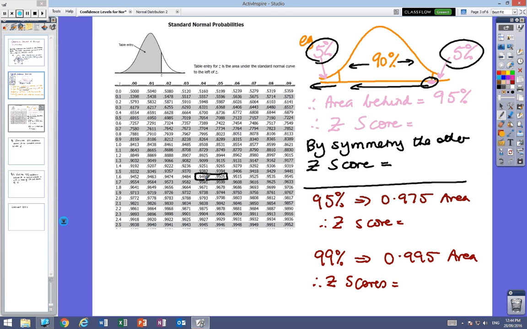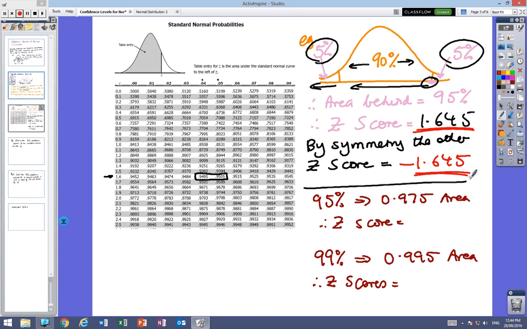So 9495, 9505, halfway in between is 9500. So we can say that the z-score is 1.645. And with the symmetry of the shape, the other z-score at the other end will be minus 1.645. So once you work out one, you've got the other one straight away. Okay, so that's the first one.